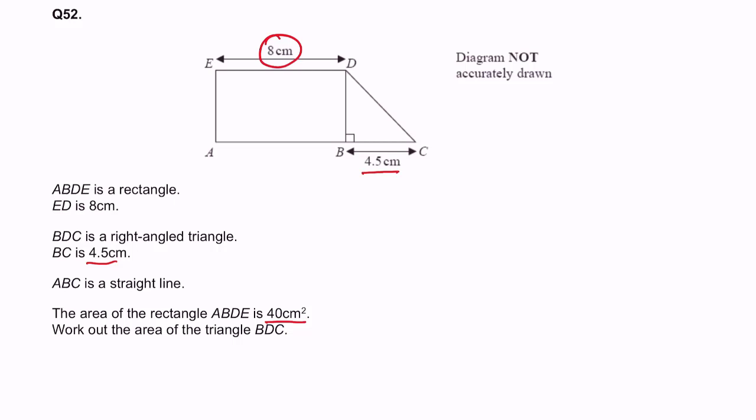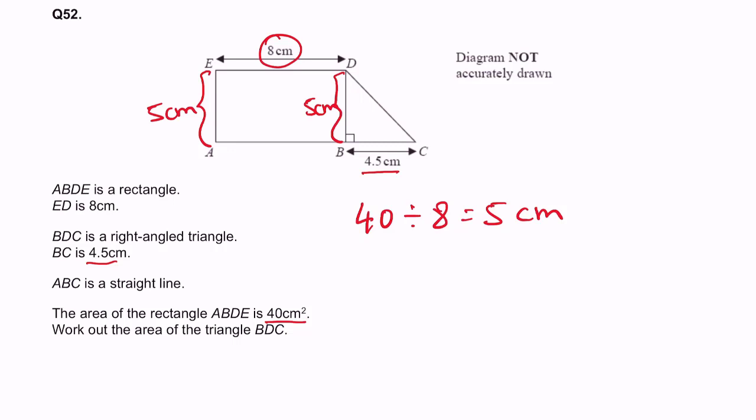So we've got the area of the rectangle. What we need to do is find the other length of the rectangle, this one, which will be the same as this one, and then we can work out the height. Because we've got the area of the rectangle, we can divide it by one of the lengths, which is 8, which is going to be 5 centimeters. So the length is 5 centimeters. This width here is the height of the triangle.